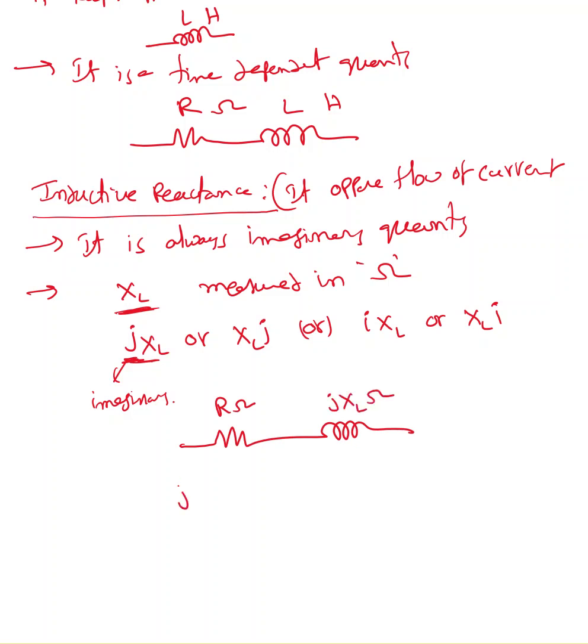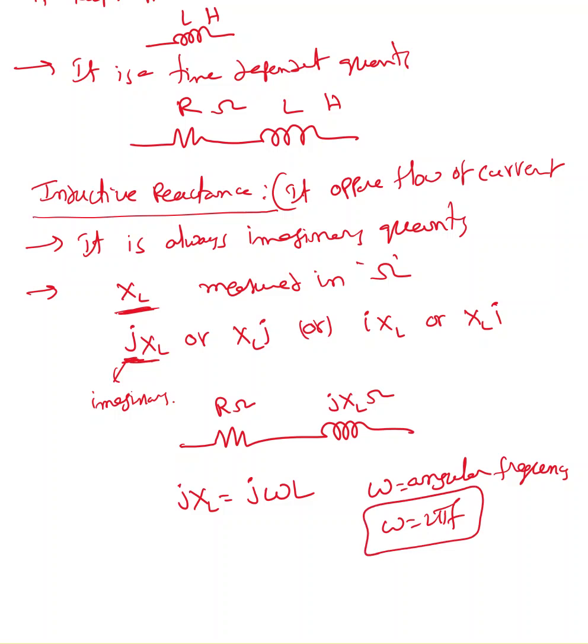So jXL equals j omega L, where omega equals angular frequency in radians per second, or omega equals 2 pi f. You need to remember this formula, we're going to use this a lot. So inductive reactance XL equals omega L.